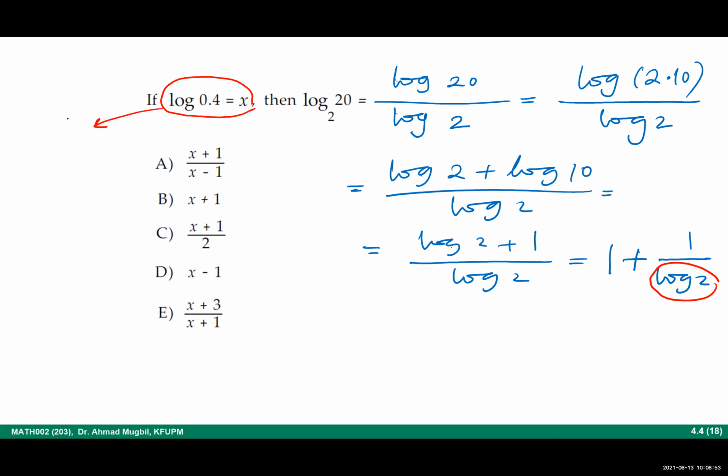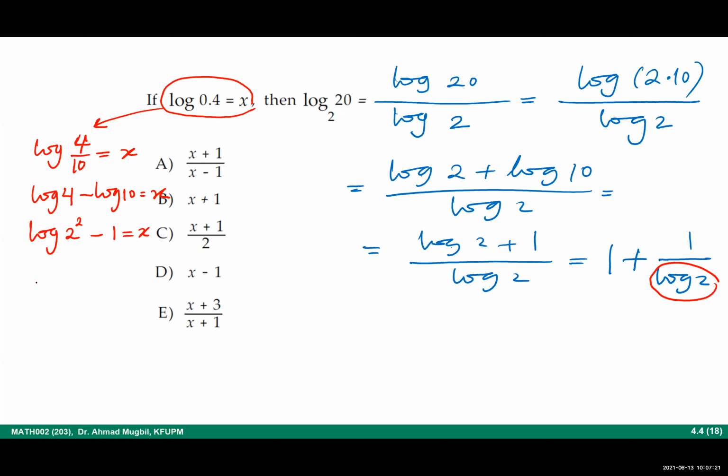Log 0.4, what is it? It is log 4 over 10. Am I right? Yes. This is equal to x. What is log 4 over 10? By the quotient rule, log 4 minus log 10 equals x. Now, what is log 10? It is 1. Oh, by the way, what is log 4? It is 2 to the power 2, minus log 10 is 1, equals x.